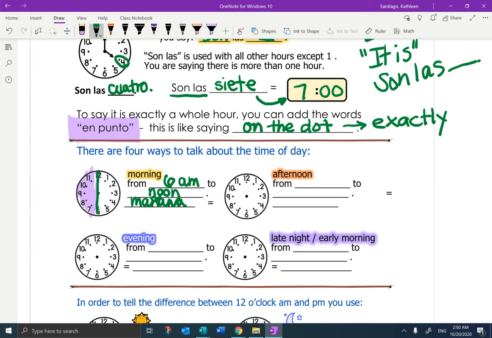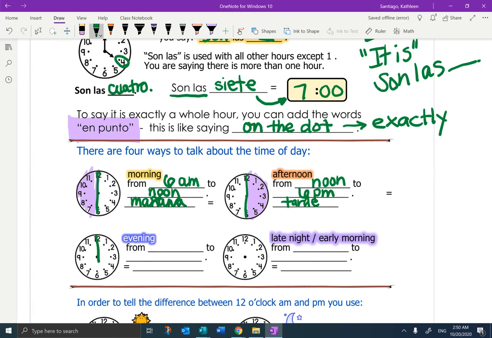Afternoon is from noon to 6 p.m., and that is called tarde. Okay, and that reminds me, tarde reminds me of like when you're tardy for school, that means you've gotten there really late. So again, I'm going to draw my line, and I'm going to say afternoon is over here. So afternoon is from noon to 6 p.m.